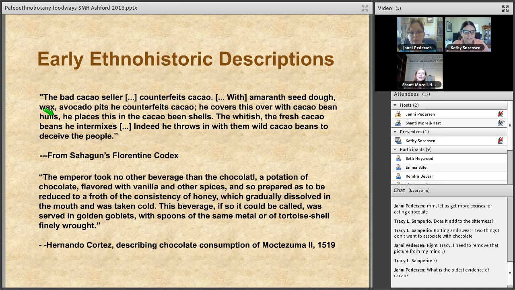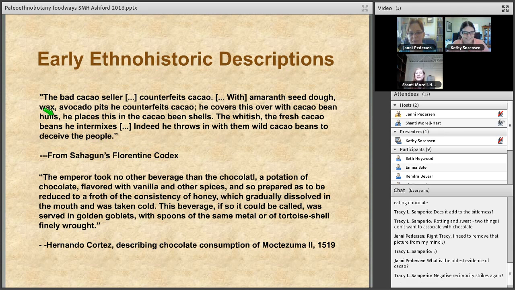We've got this great discussion of how in the marketplaces in the Aztec Empire, the bad cacao seller counterfeits cacao. He takes amaranth seed dough, wax, avocado pits, and he counterfeits these little cacao seeds. And then he covers this over with cacao bean husks. So he takes the husks from the cacao and kind of stuffs this fake cacao in there. And the whitish, fresh cacao beans that haven't been fermented, that haven't been roasted and prepared, he intermixes with these.